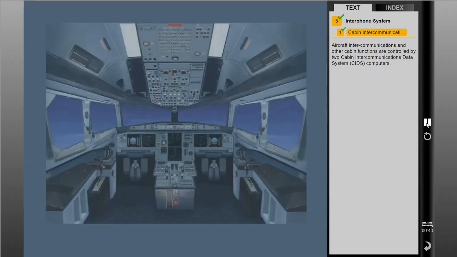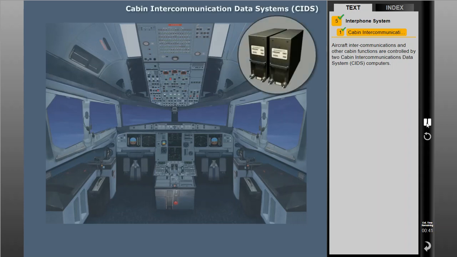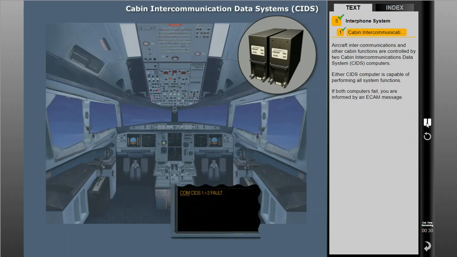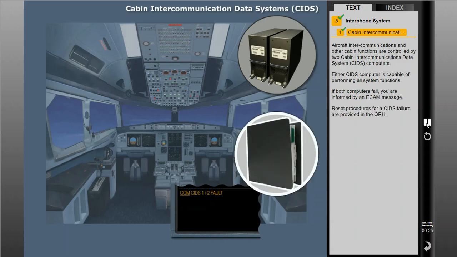Aircraft intercommunications and other cabin functions are controlled by 2 Cabin Intercommunications Data System, or CIDS, computers. Either CIDS computer is capable of performing all system functions. If both computers fail, you are informed by an ECAM message. Reset procedures for a CIDS failure are provided in the QRH.